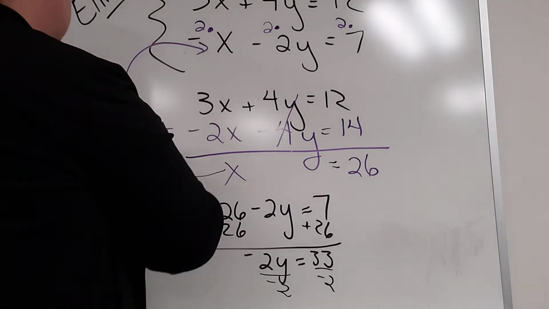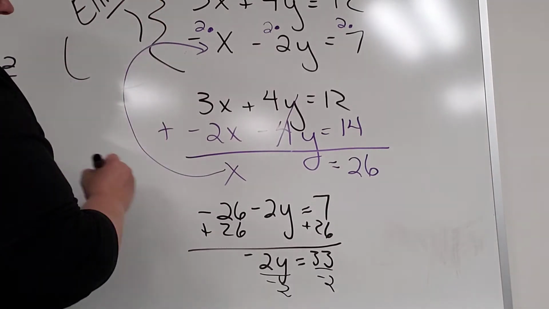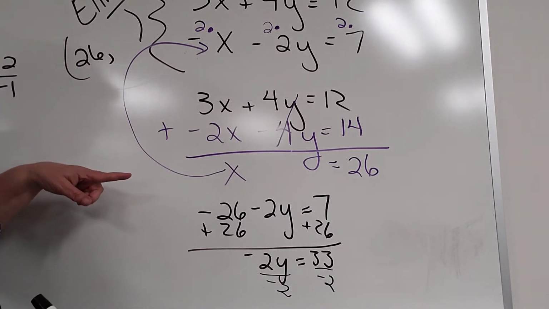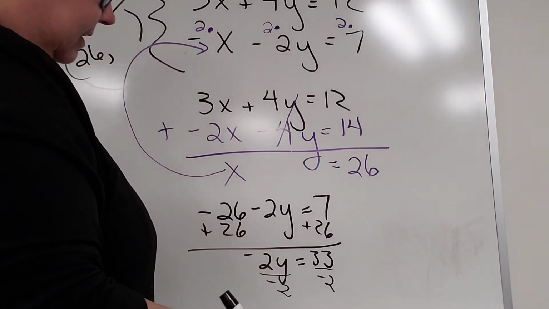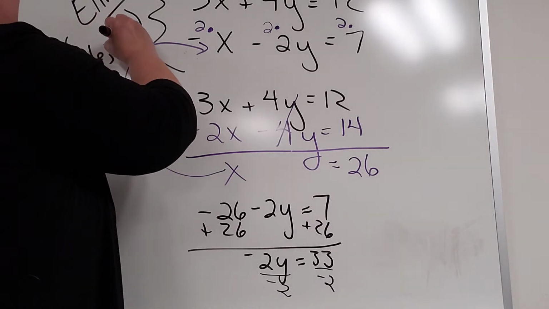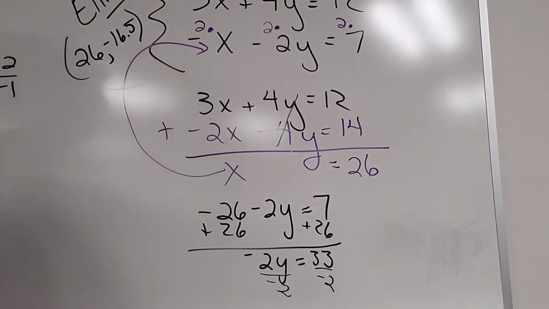So the coordinate that works here for both of these is 26, that's my x value, and my y value is negative 33 over 2, which is negative 16.5. Normally I don't do decimals, but that's such a nice one, that should work, okay?